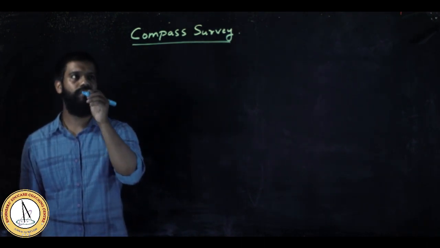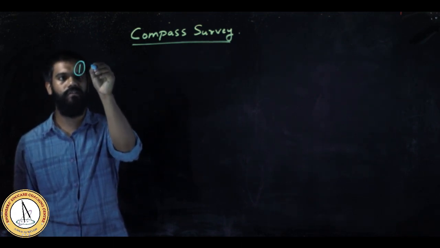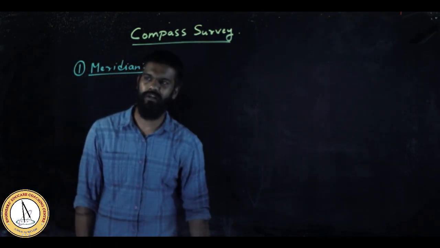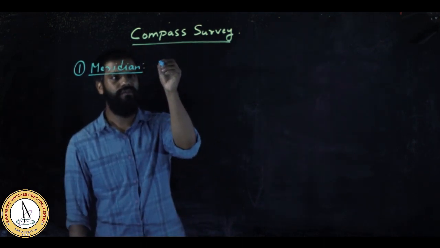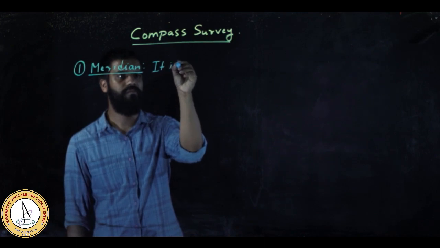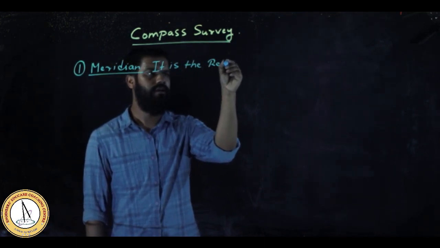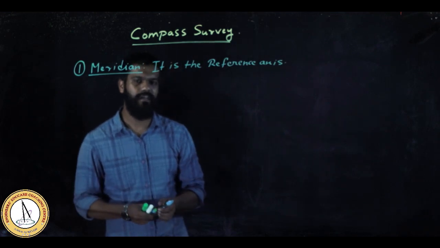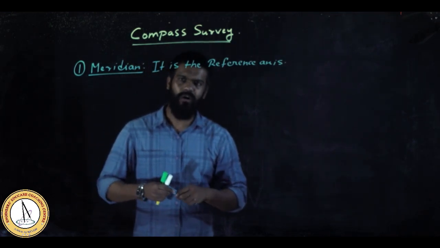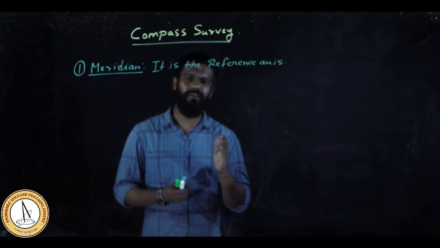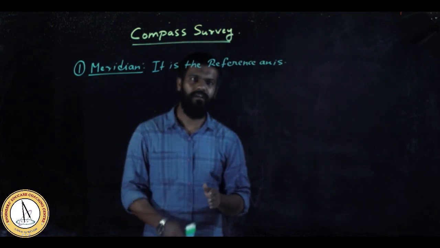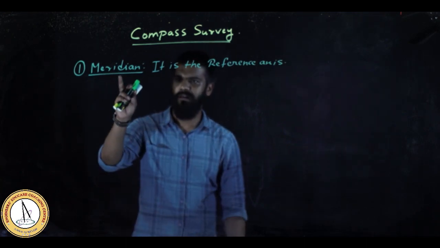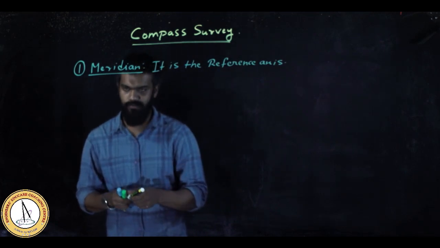So the first term that we learn in compass survey is number one, that is your meridian. So what is meridian? So the definition is, it is the reference axis. So you see, in survey, whatever work we do, we always do it with reference to some object or with reference to some subject. So in compass survey, the reference that we generally take for any kind of readings is known as the meridian.